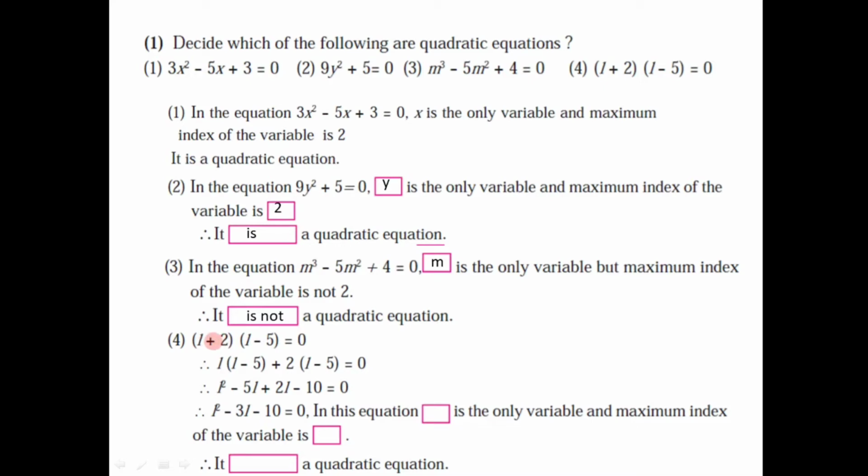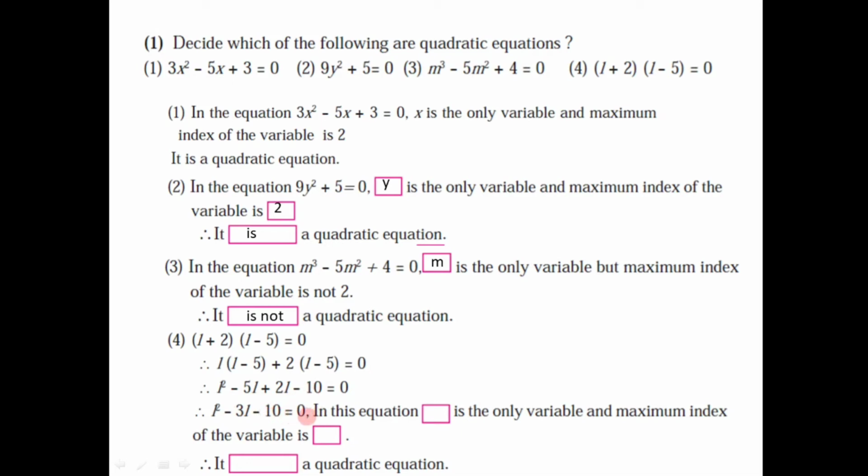So that is, we have to multiply L minus 5 by L, and we have to multiply L minus 5 by 2. So L into the second bracket (L minus 5) plus 2 into (L minus 5) is equal to 0. If we multiply L into L, that's L square, minus 5 into L, that's 5L, plus 2 into L, 2L, minus 2 into 5, 10 is equal to 0. If we simplify this, we get L square minus 5L plus 2L, that will be minus 3L, minus 10, that is the constant term, is equal to 0.